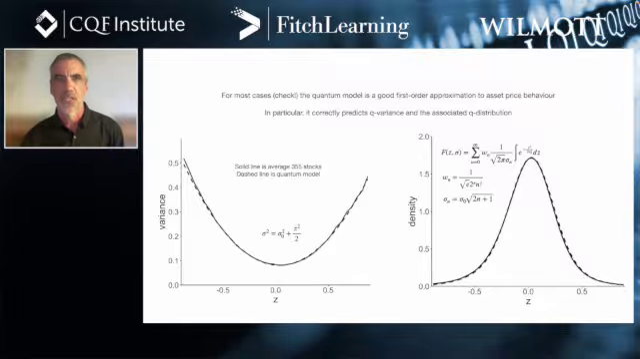Okay, so for most cases, and you can just check this yourself, the quantum model is a good first order approximation to asset price behavior, and in particular, it correctly predicts Q-variance and the associated Q distribution. For these two figures, the solid line is the average of the 355 stocks, and the dashed line is the quantum model.